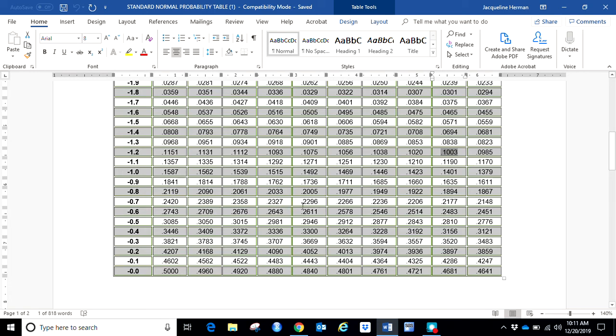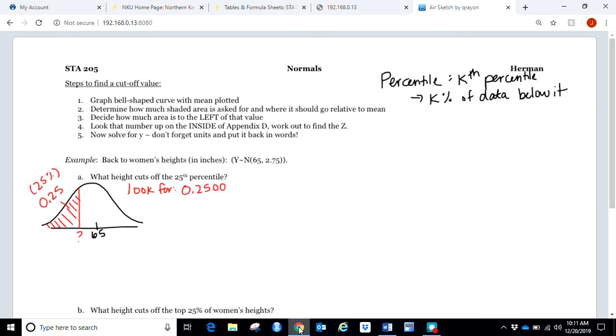Working over in those 2 rows, I'm not finding things quite as close as I did last time. I see this 0.2514 and this 0.2483. If you were to pick either of those, you're probably going to be fine. I'm going to pick the 0.2514 because it's a tiny bit closer to the 0.2500.